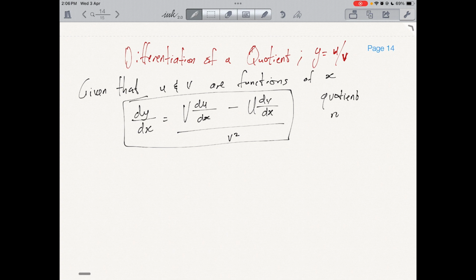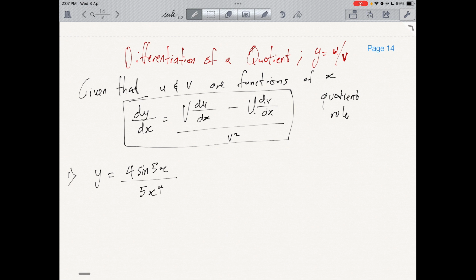rule. And we have to understand that our ability to discern which rule to apply, whether quotient or product rule, is very vital when it comes to differentiation. Let's take an example. Evaluate dy/dx given y is equal to 4 sine 5x divided by 5x raised to power 4.